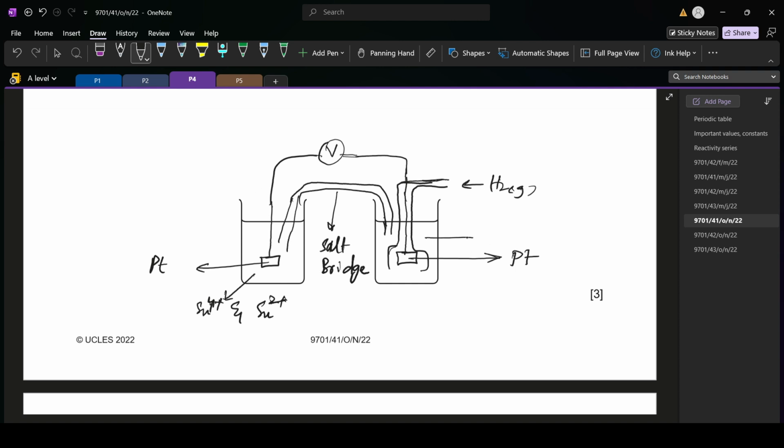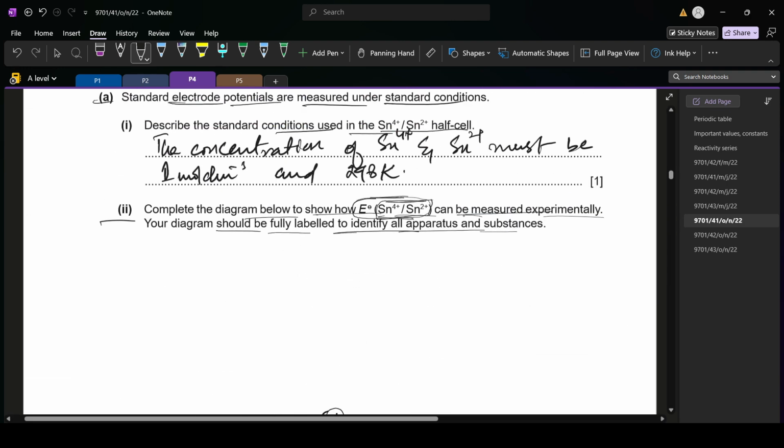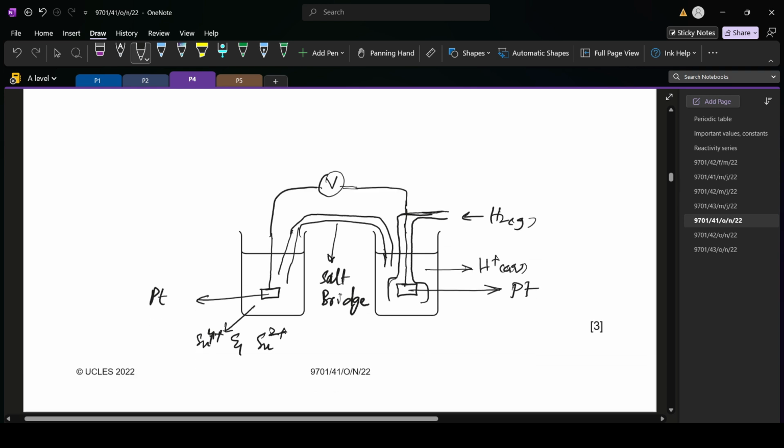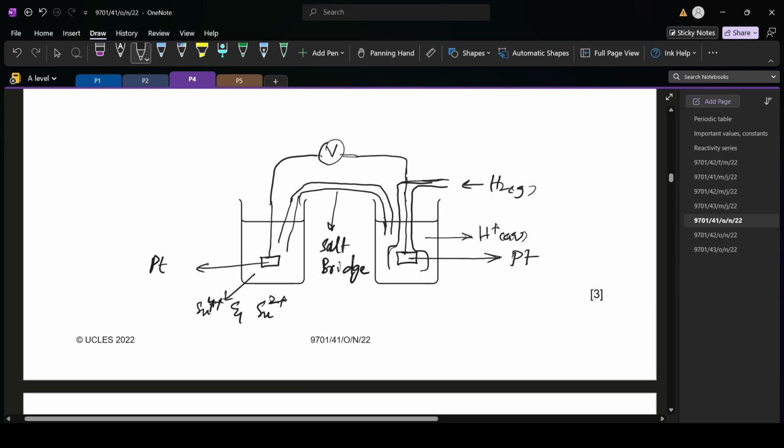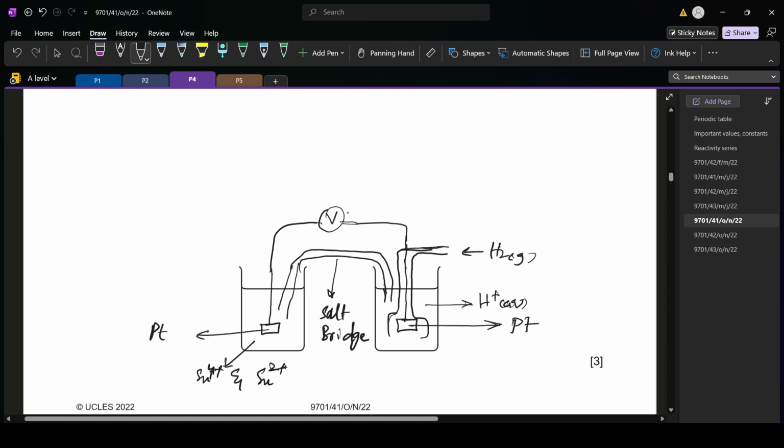In this solution you have H plus ions, aqueous H plus. So this is your complete diagram. I hope you have understood everything, and this voltmeter will give you the reading of the electrode potential, because hydrogen has the electrode potential of 0.